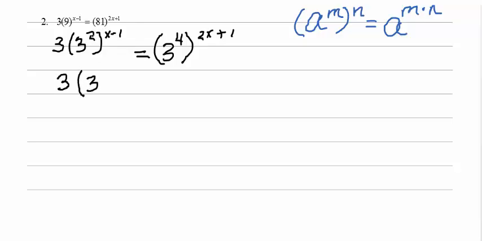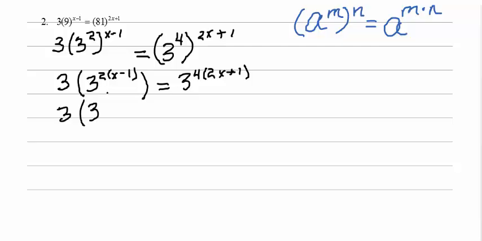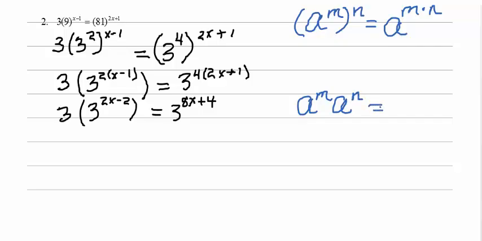So on the left, 3 in the parenthesis is going to be raised to the 2 times x minus 1 power. On the right, 3 is being raised to the 4 times 2x plus 1 power. And we're going to distribute. So on the left, inside the parenthesis, 3 is to the 2x minus 2 power. On the right, 3 is to the 8x plus 4 power. Now we need the fact that a to the m times a to the n is a to the m plus n.